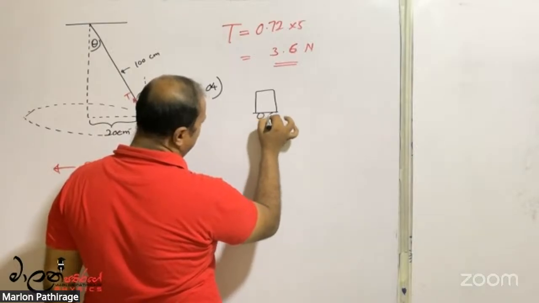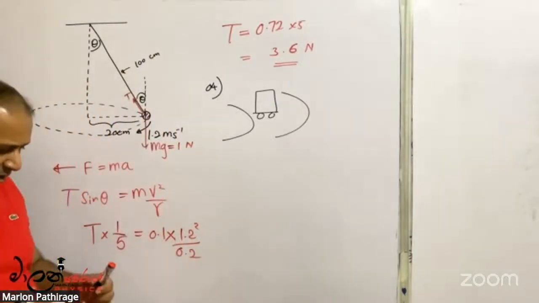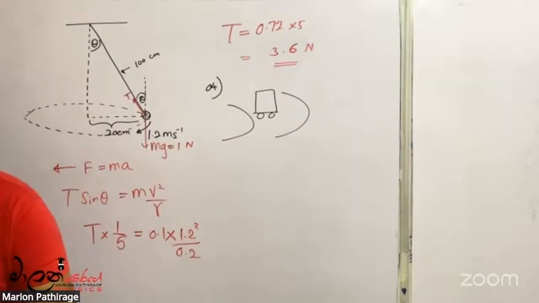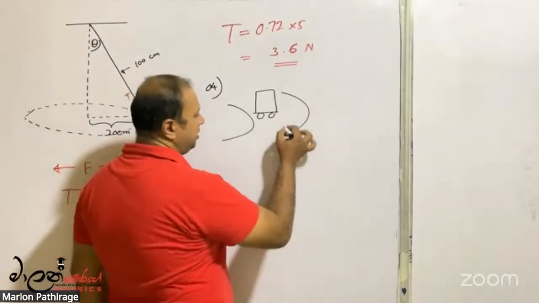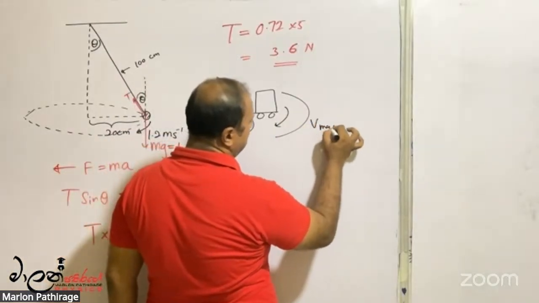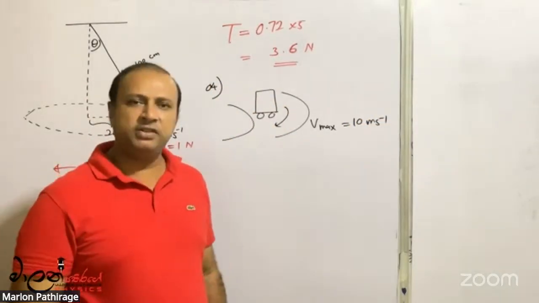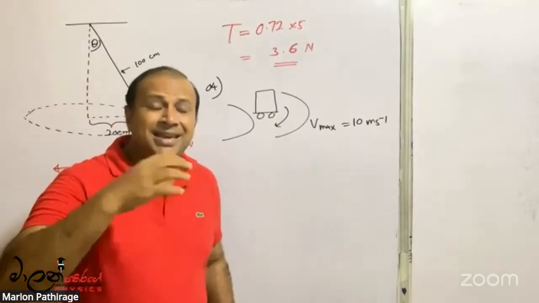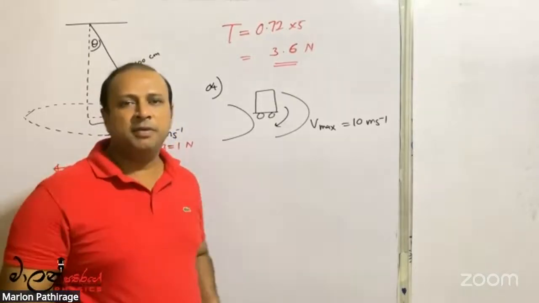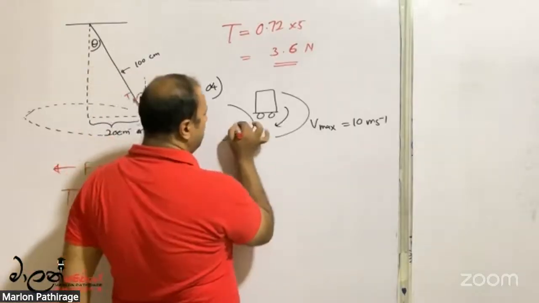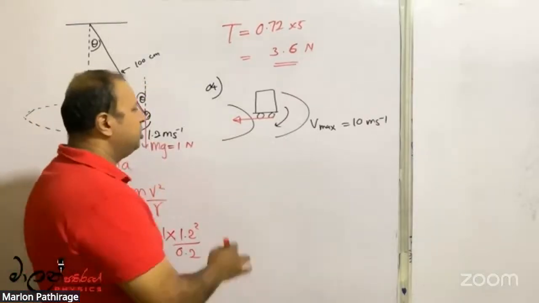Now there's a vehicle like this, on a horizontal track. This object moves at a maximum speed without sliding, that is 10 m/s. V max is 10 m/s. Maximum velocity without sliding means this object is at the limiting condition. Here there's a friction force towards this side, and that friction force should be equal to mu R.